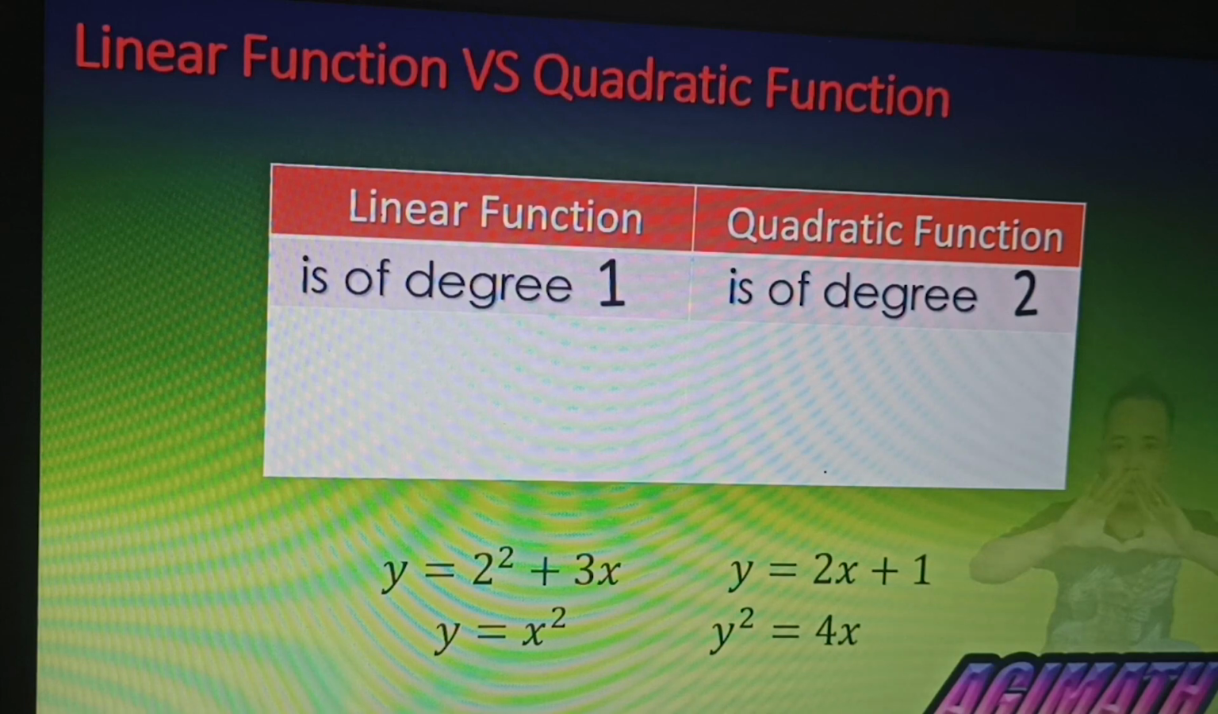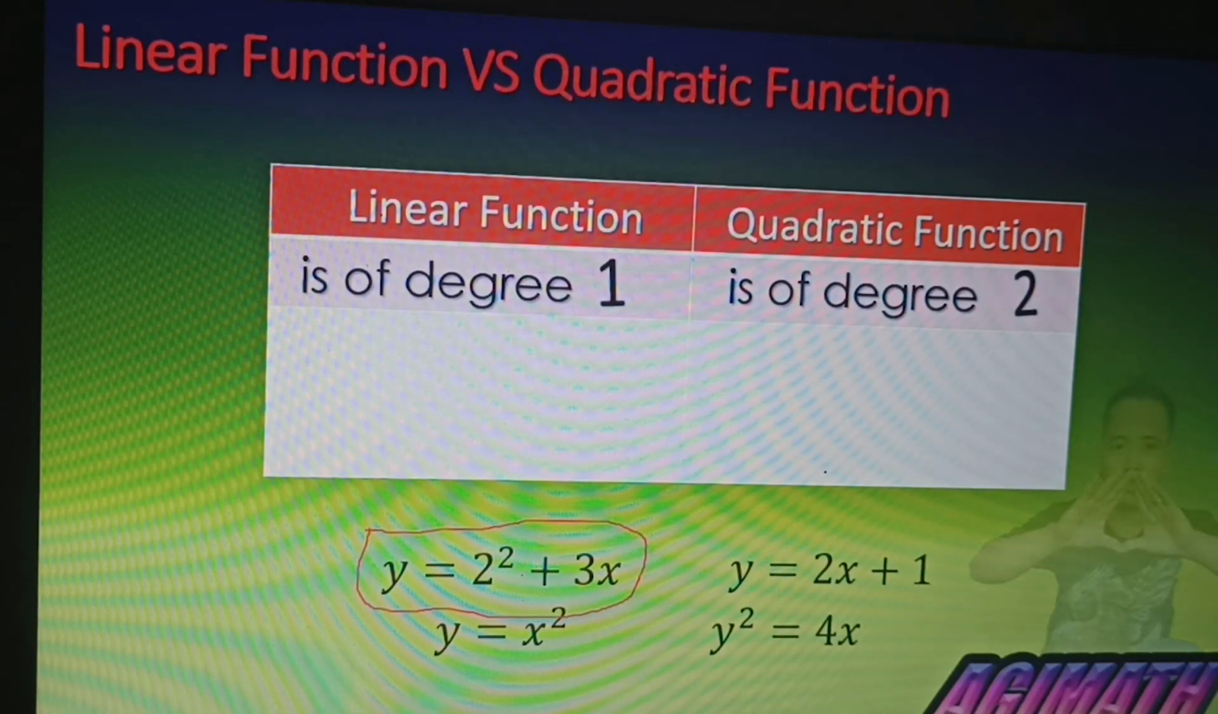So what we are going to do is to arrange them. Where should each equation be put under? Is it under linear function or quadratic function? Okay, let us start with the first one. Y is equal to 2 squared plus 3x.